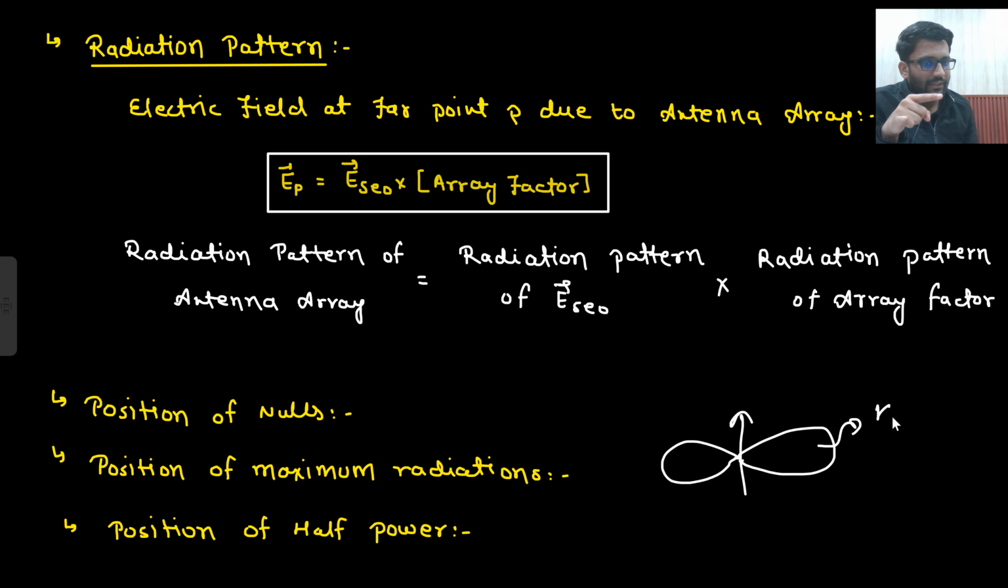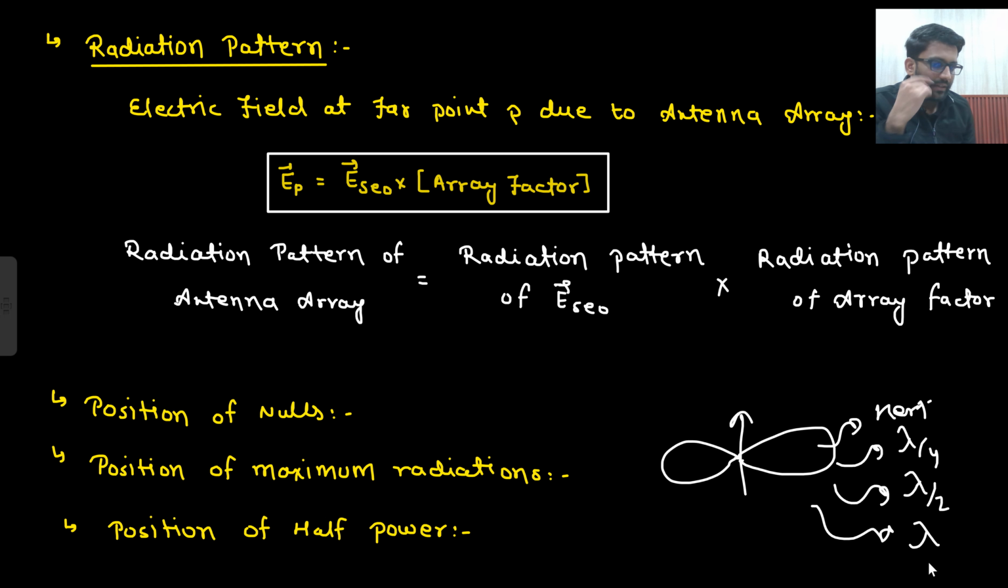Similarly, this was for Hertzian dipole. Similarly, this was for lambda by 4 as well. This was for lambda by 2 as well. And this was for lambda as well, if you remember. Although the widths were different. For Hertzian dipole, this was the width. For lambda by 4, the width will be lesser. For lambda by 2, the width will be lesser. And for lambda, this distance will also be increased.